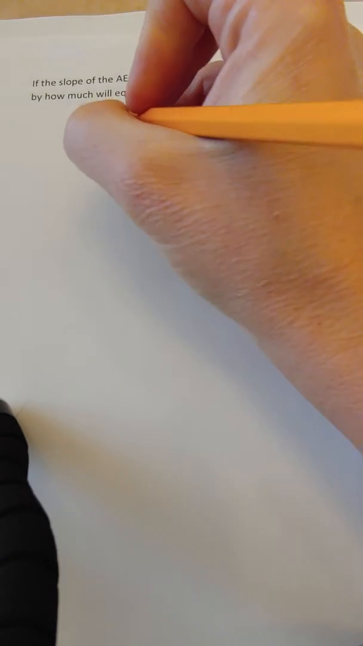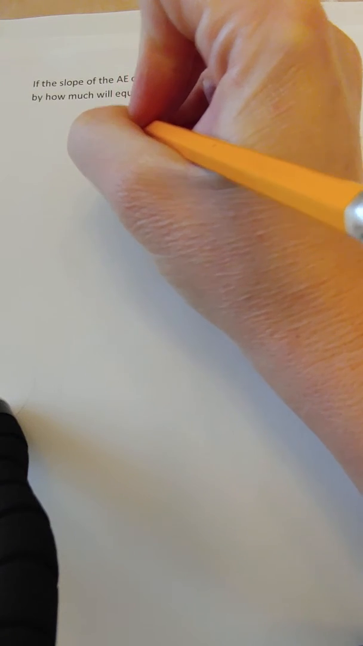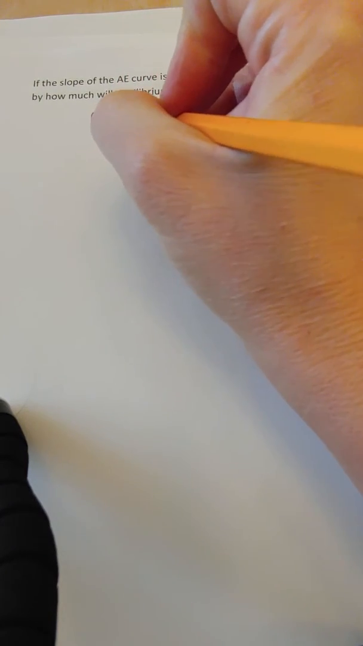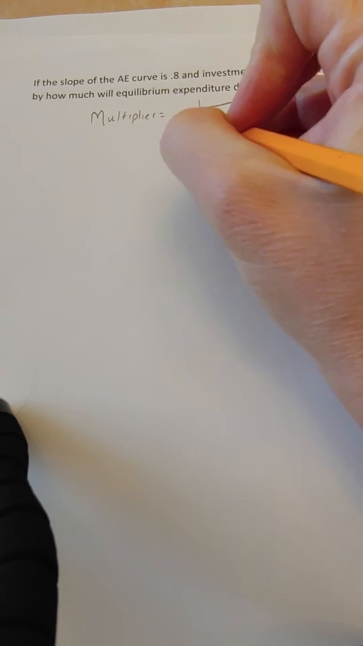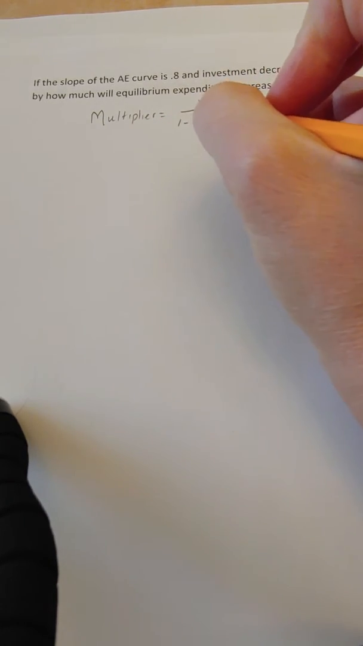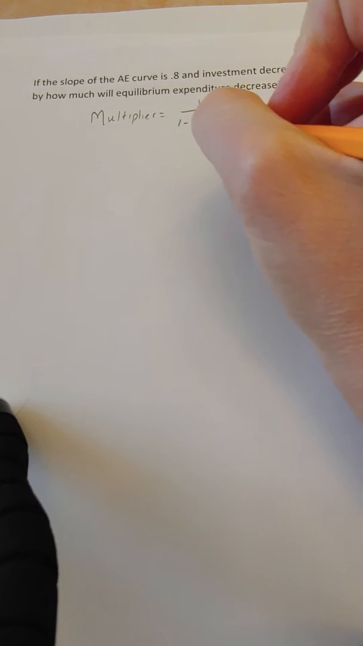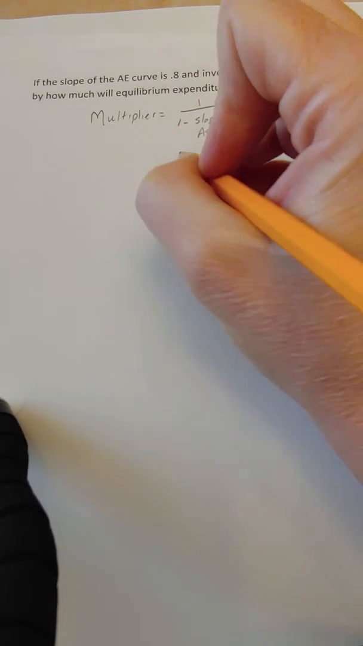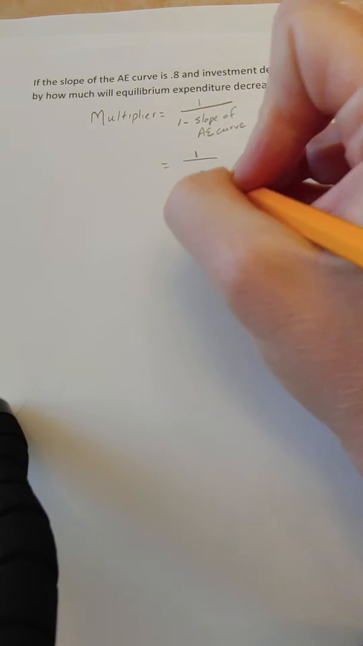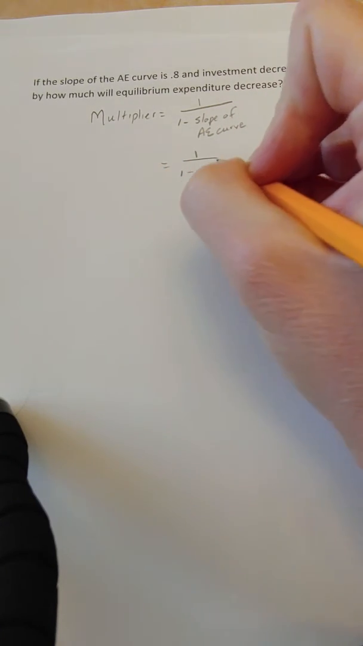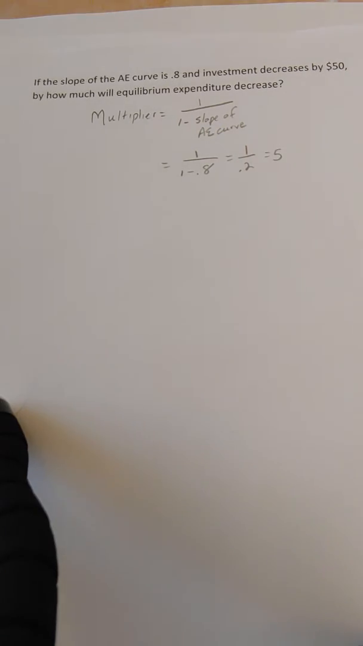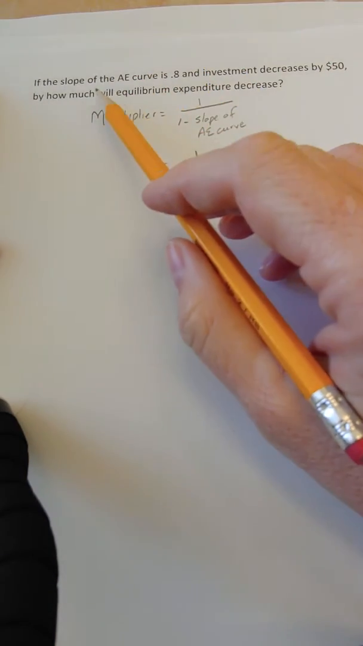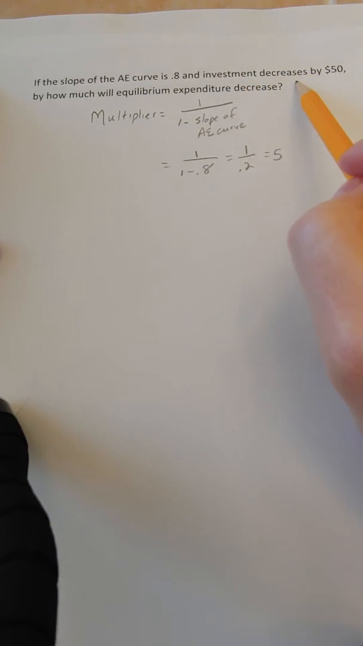So the first thing we have to do is calculate the multiplier. And remember, the multiplier formula is going to be 1 over 1 minus the slope of the AE curve. So we're given that information, so we have 1 over 1 minus 0.8, which is 1 over 0.2, which is 5.